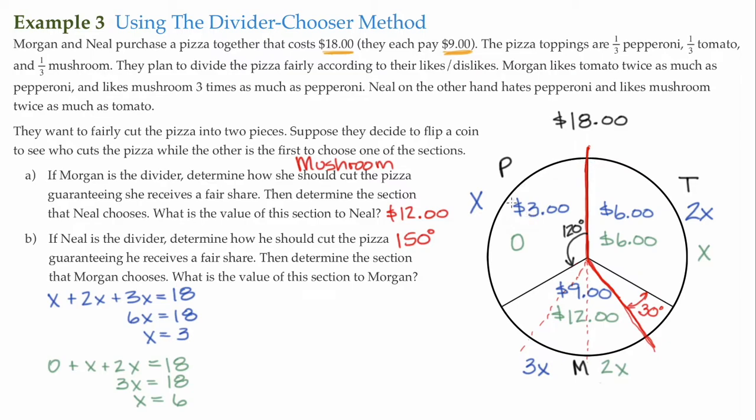So Morgan should select this portion right here. And how much is it worth to her? $9.75. And I think we got it.